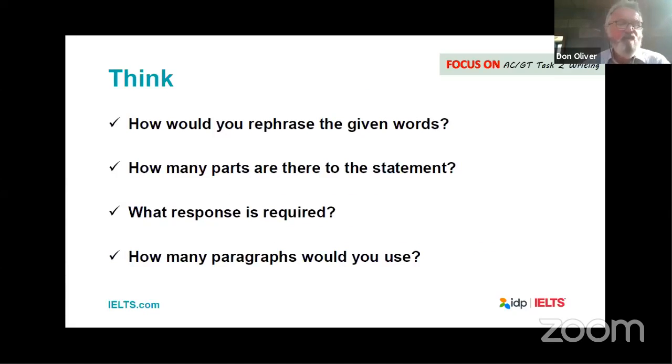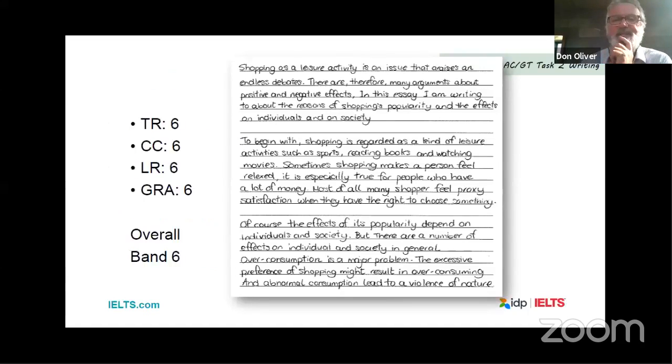Remember what we did before. We tried to rephrase the given words. We tried to analyze how many parts there are to the statement. We tried to deliver the response that was required, and we tried to logically organize our answer into paragraphs. Well, this next essay that we see gets a band 6 for all of those criteria.